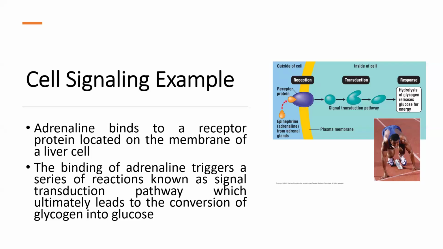Now listen, what does adrenaline do? Once it's released, it's going to go through the entire body, but only cells with the right receptor will respond to it. So in this case, this is a cell and it has the right receptor. The adrenaline will bind to it, and it will cause a series of reactions to change the behavior of the cell. In this case, the person is trying to get ready for a race, so it makes sense for the cell to do hydrolysis of glycogen.